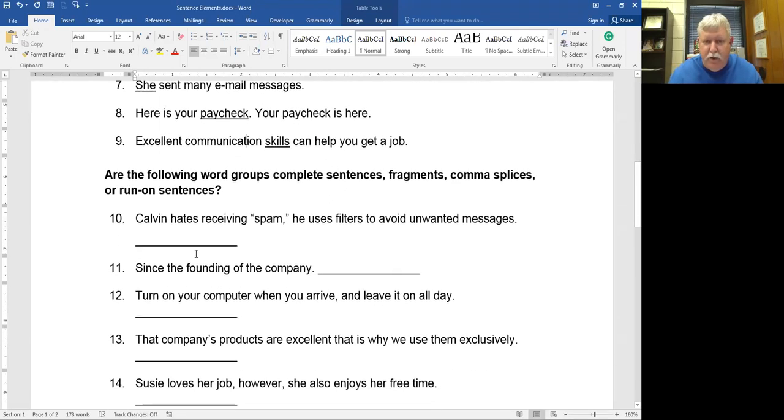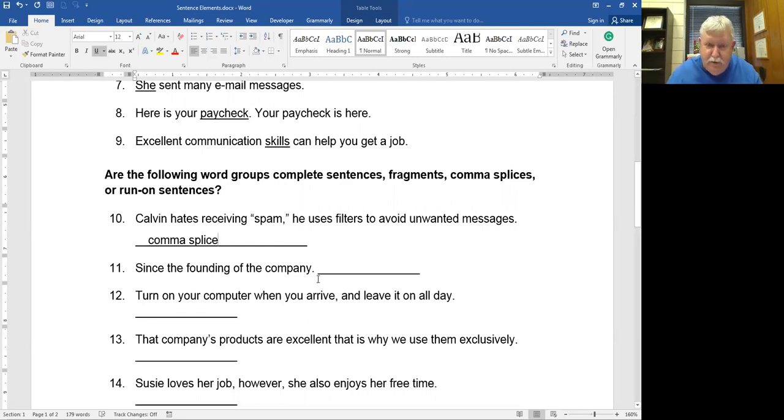Okay, and here are some problems you might run into. "Calvin hates receiving spam. He uses filters to avoid unwanted messages." What they've done is taken this good sentence and jammed it together with this good sentence, two completely independent clauses, with a comma. This is called a comma splice. Don't let that happen to you. You don't want to take two good sentences and jam them together with a comma.